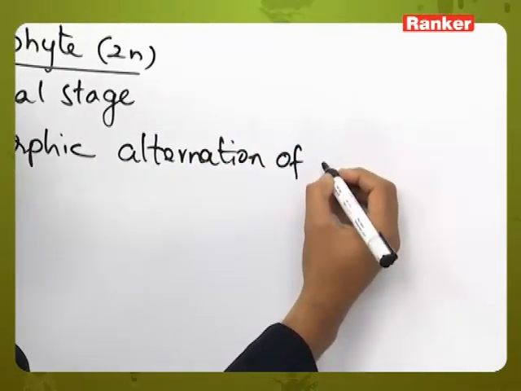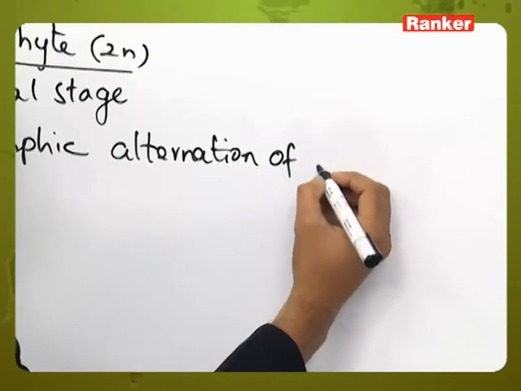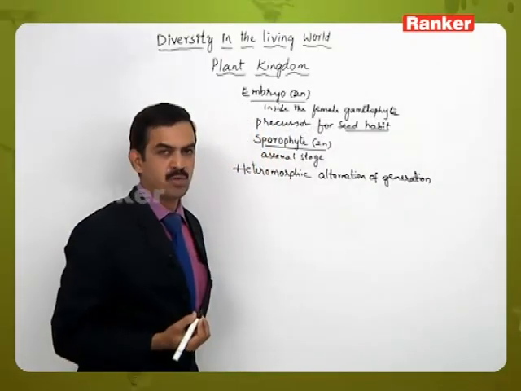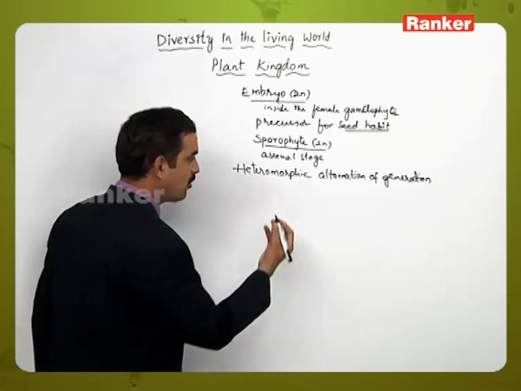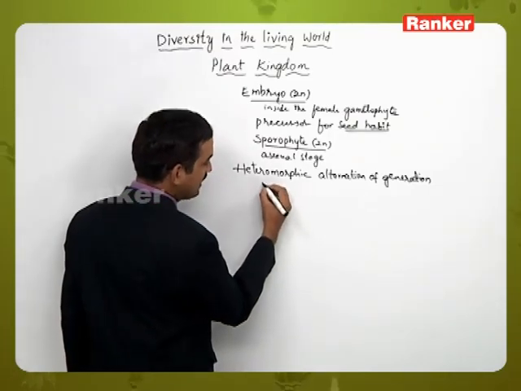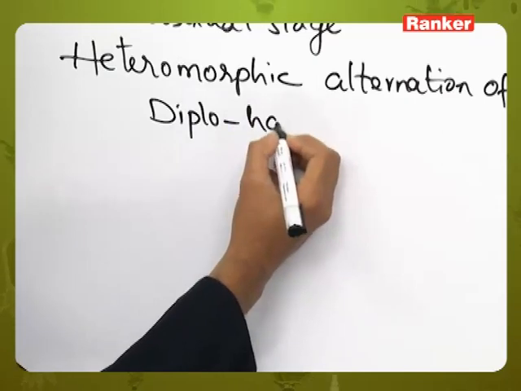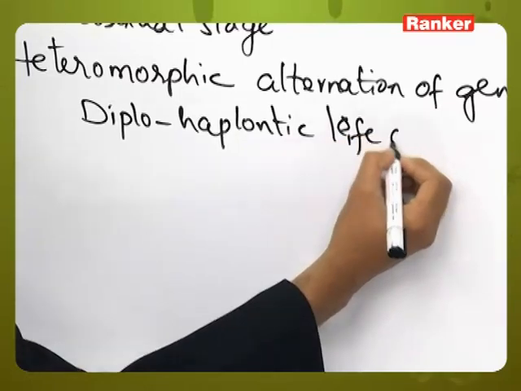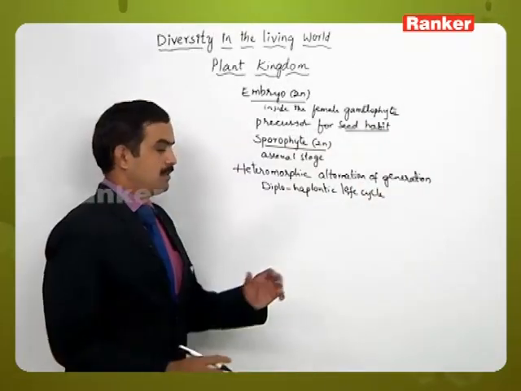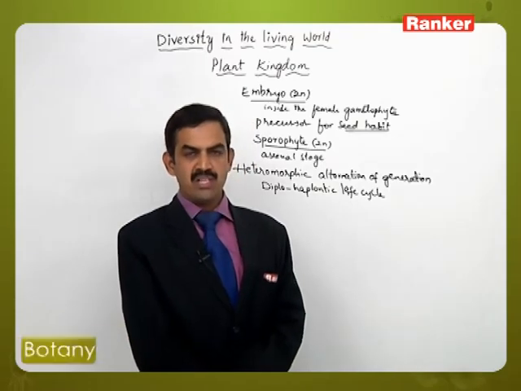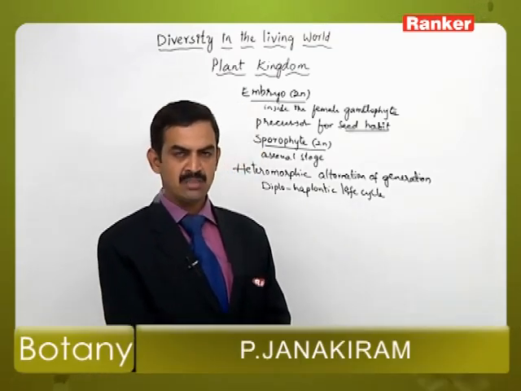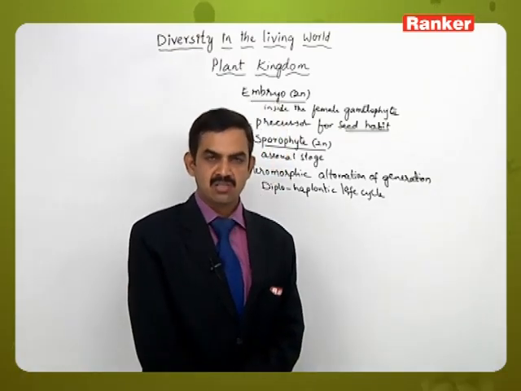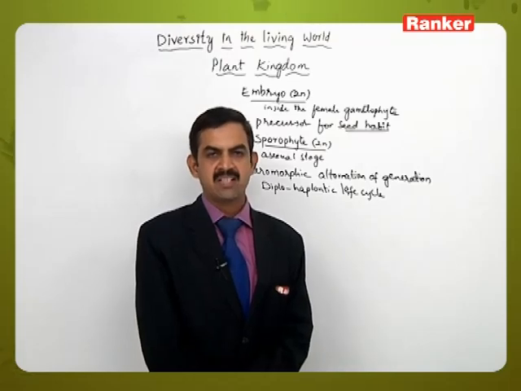Heteromorphic alternation of diploid generation with that of haploid generation. Diploid generation is the sporophyte and haploid generation is the gametophyte. And here the life cycle is a diplohaplontic life cycle. Then likewise the two generations occur in an alternate manner, and both generations are independent of each other, which are adapted to shady and damp places.